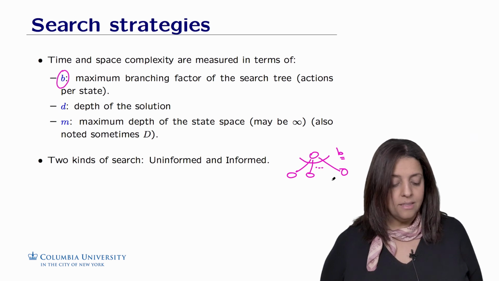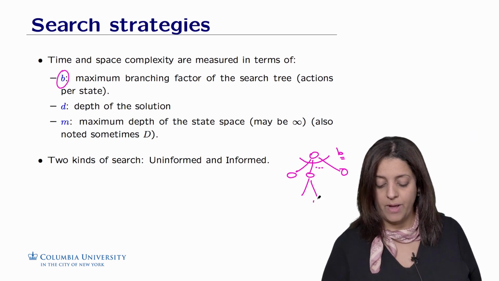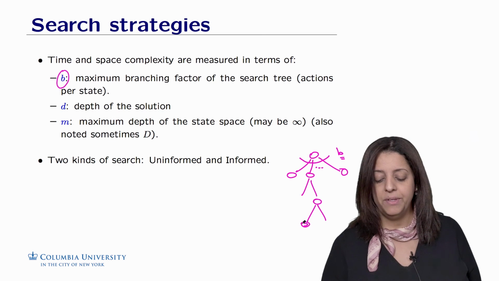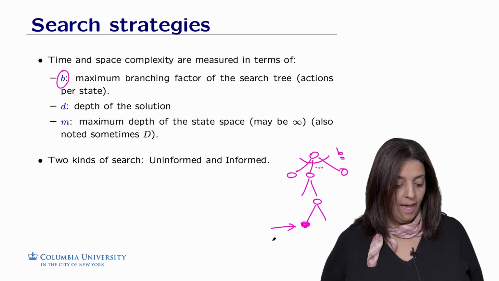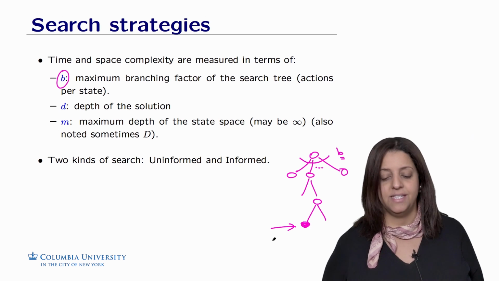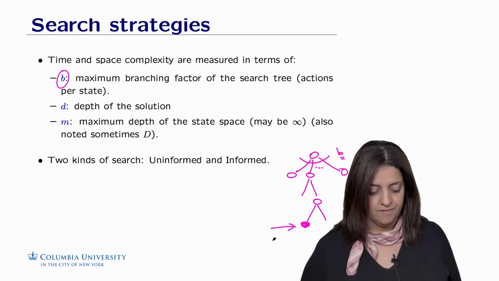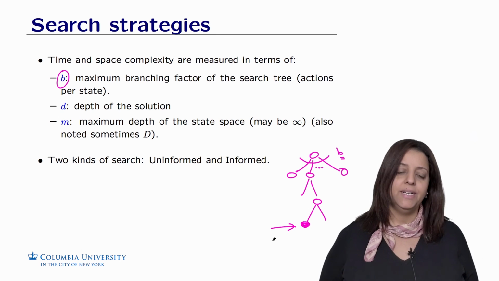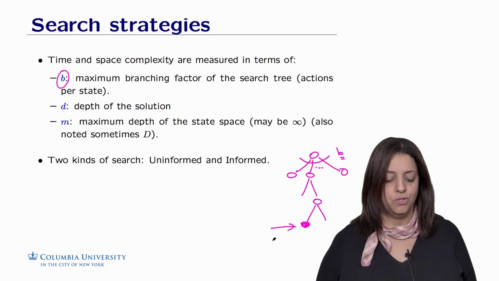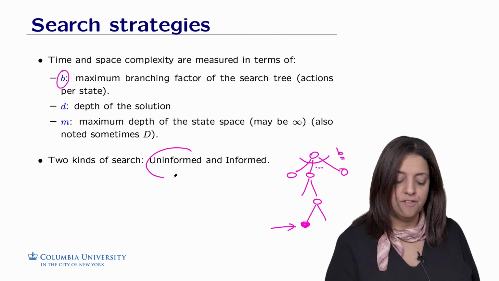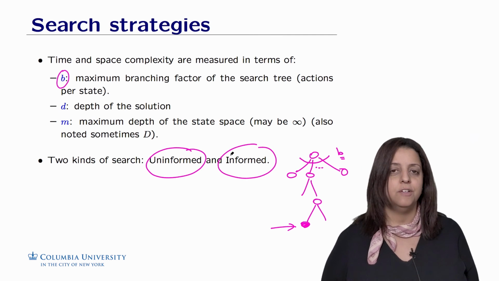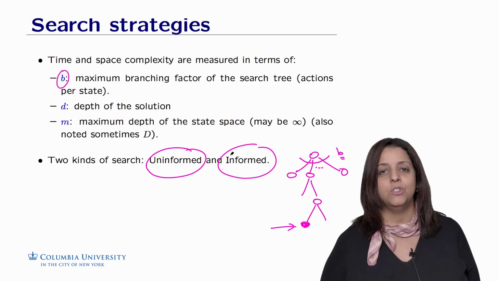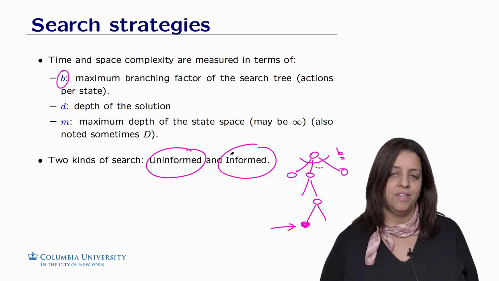We are going to call d the depth of the solution. Suppose we have been exploring the tree, and we found a solution here. The depth here is called the depth of the solution. And finally, m is the maximum depth of the state space, which could potentially be infinite. In the following lectures, we're going to talk about two kinds of search: uninformed search and informed search. An uninformed search is when we have no information about the domain. In an informed search, we have some information about the goal and the domain in general.